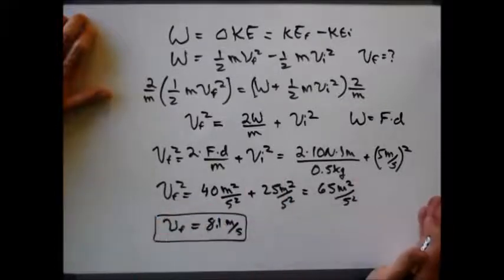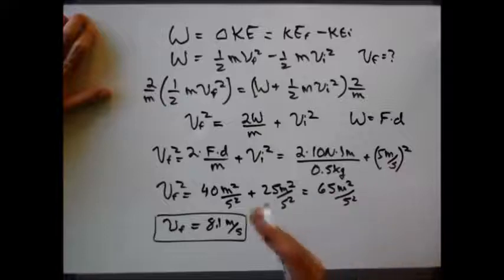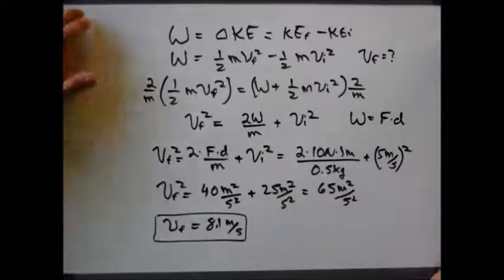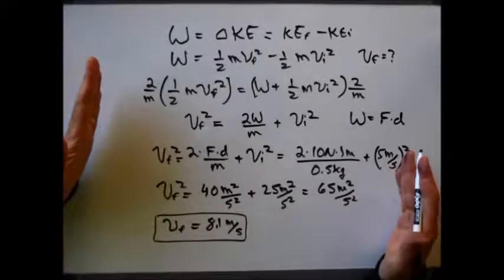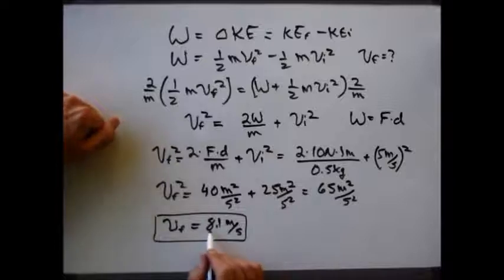So the ball was traveling along at 5 meters per second. The person kicked it with a 10 Newton force. The force acted over a distance of 1 meter, and the final velocity of the ball was 8.1 meters per second.